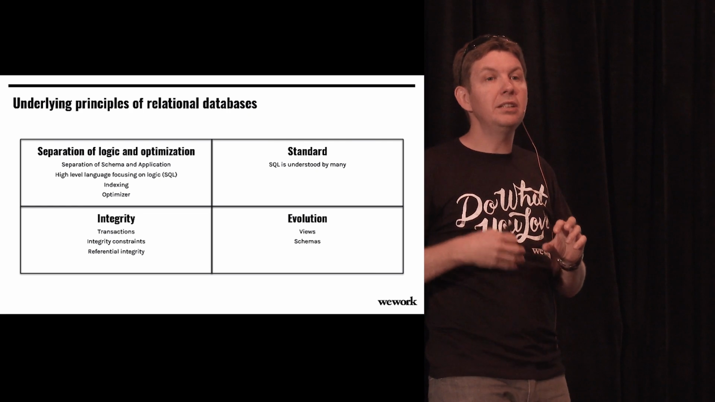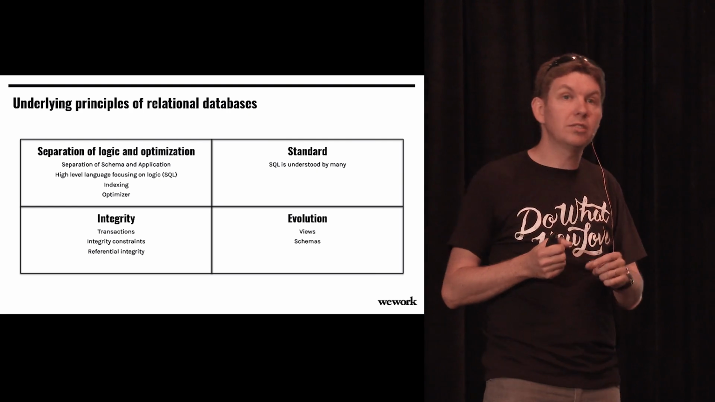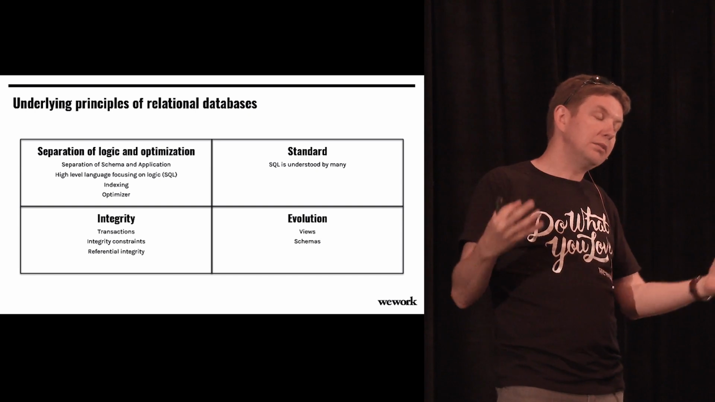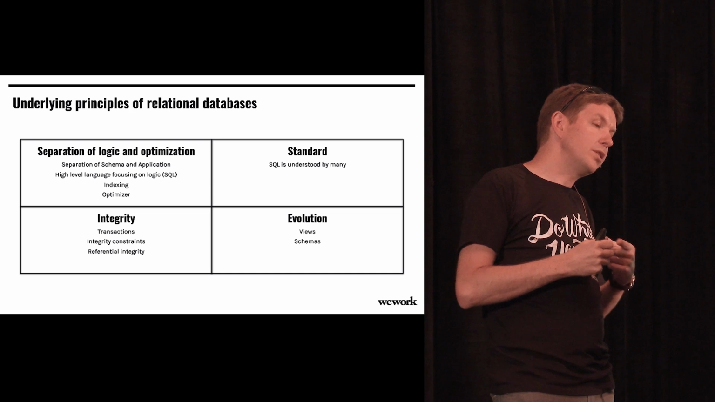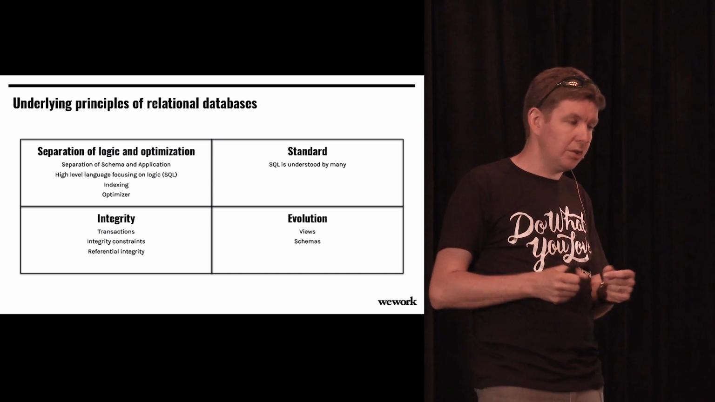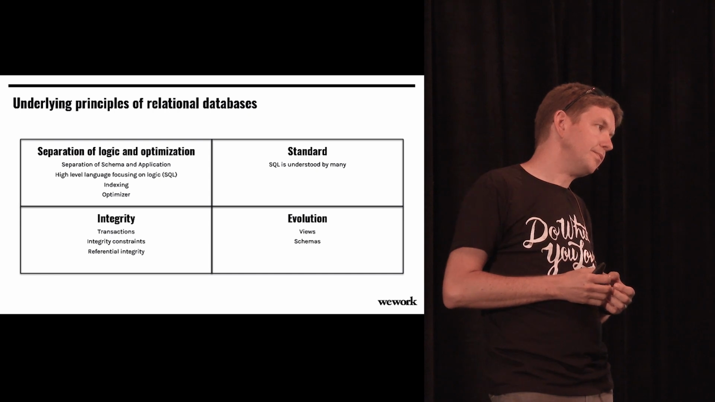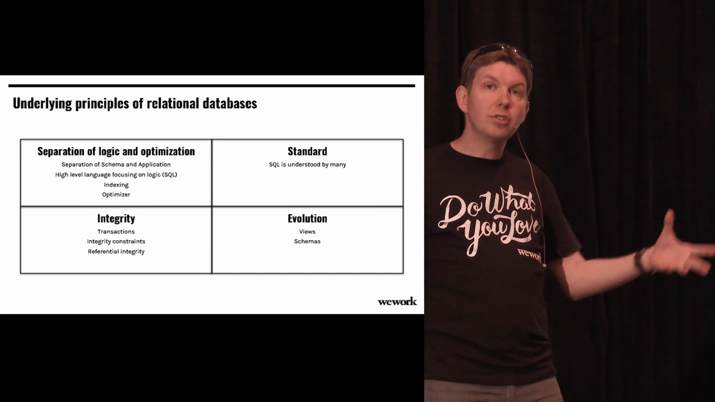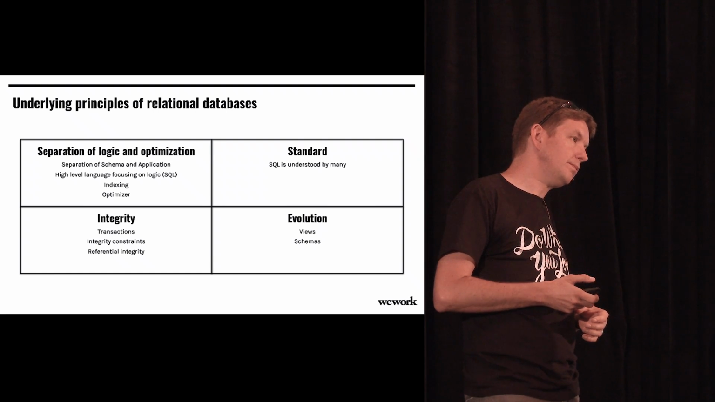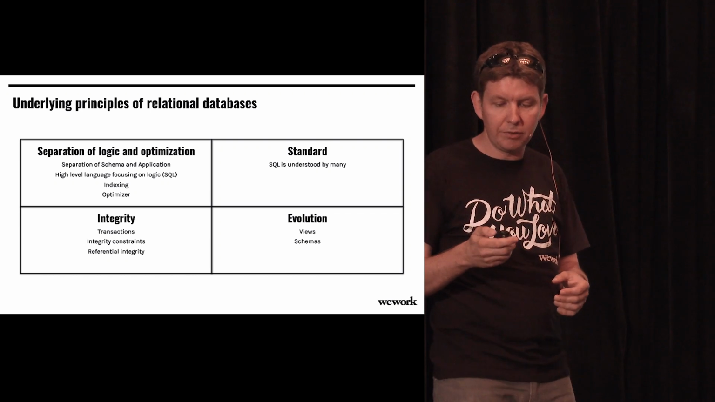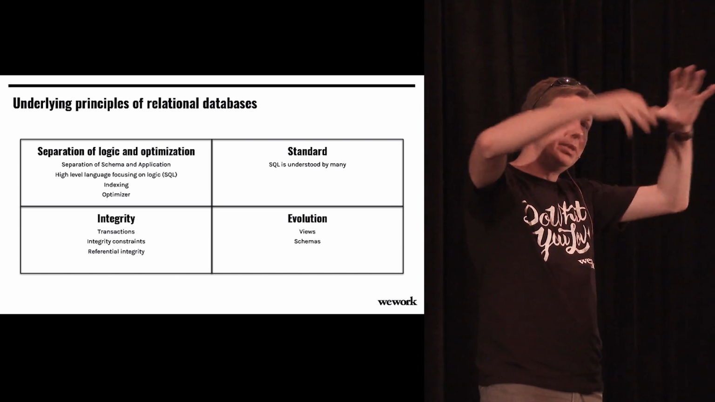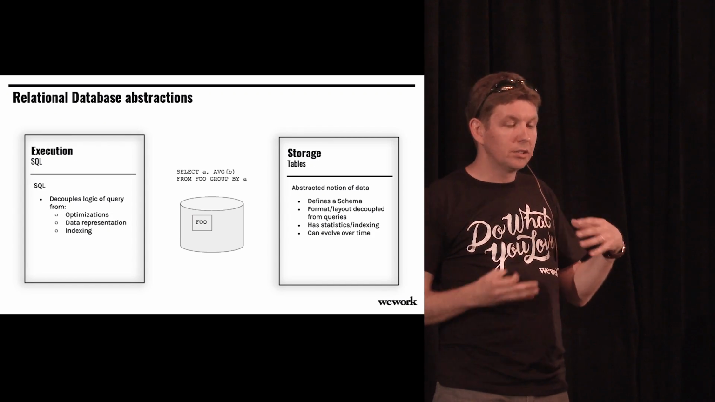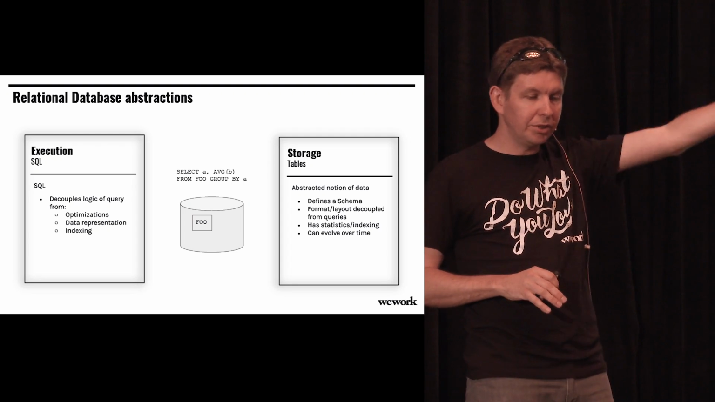Another aspect is integrity. In SQL, you put integrity constraints, right? You can define how your data is updated so that you don't get inconsistent data, whether it's for referential integrity or generally your data respecting some constraints. And you have things like schemas and views to deal with evolution of the definition of your data. And of course, it's a standard, it's been around for a while, and you'd benefit from the entire ecosystem.